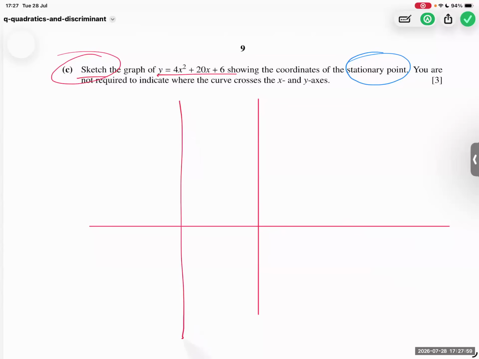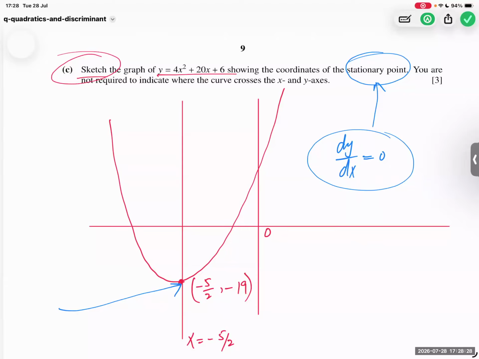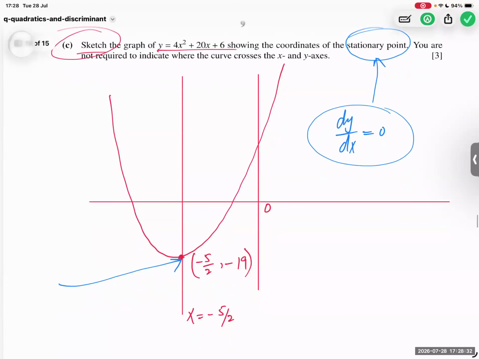So you just draw the line of symmetry, x is equal to minus 5 by 2, right? And you can sketch the graph showing the turning point only. That means this is minus 5 by 2 and minus 19. Okay. So when you will be studying differentiation, we'll be doing the stationary point, where dy by dx would become equal to 0. So we would differentiate it and put it equal to 0. Simply. Is that clear? Yes.